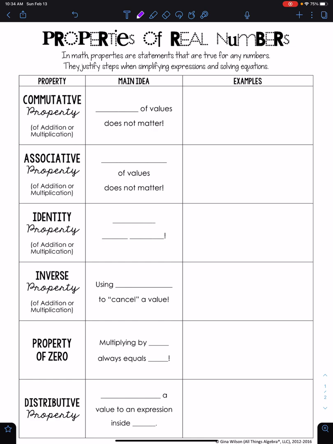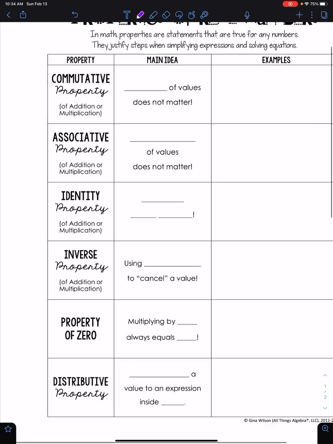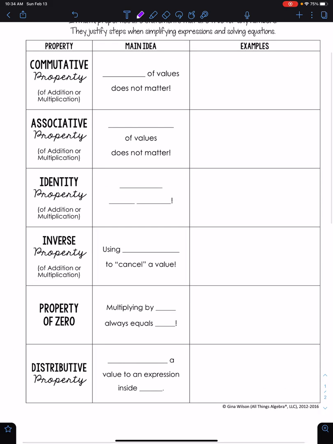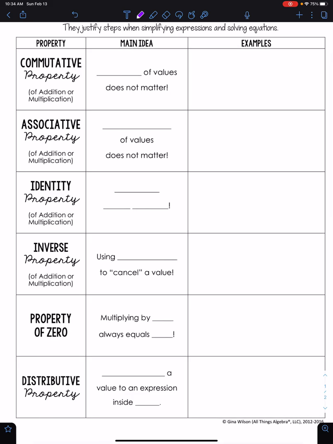So for the commutative property, the main idea for that one is to think about what the word commute means. Commute, like if your parents commute to work, means to move. So whenever we're changing the order, moving the terms around, that is the commutative property. So this is when order does not matter. This works for addition and multiplication, which makes sense because we know that you can multiply or add in any order and not change the value.